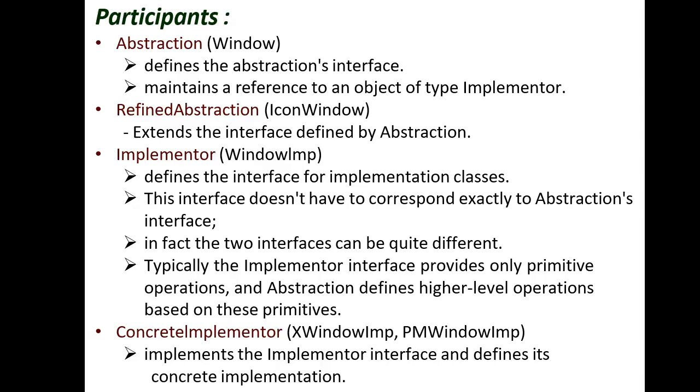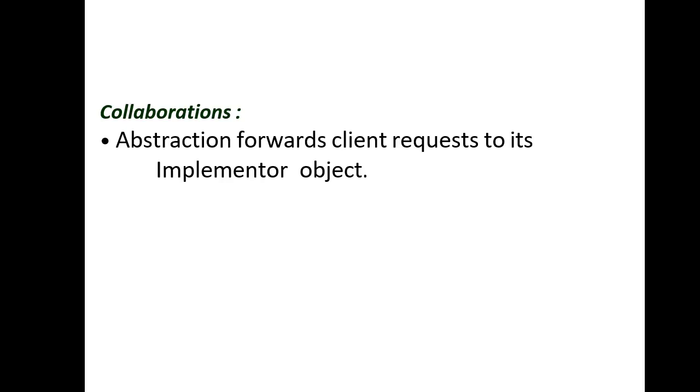So abstraction defines the abstraction's interface. It maintains a reference to an object of the type implementer, whereas redefined abstraction extends the interface defined by the abstraction. Implementer defines the interface for implementation classes. This interface does not have to correspond exactly to the abstraction's interface. In fact, the two interfaces can be quite different. Typically, the implementer interface provides only primitive operations and abstraction defines high-level operations based on these primitives. Concrete implementer implements the implementer interface and defines its concrete implementation.